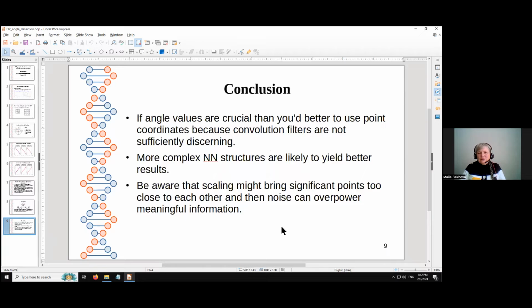So my conclusions here are that for a picture with a lot of crucial angles, you'd better use point coordinates. Apparently, more complex neural network structures are likely to yield better results. And be careful with scaling. That's it. Thank you for your attention.